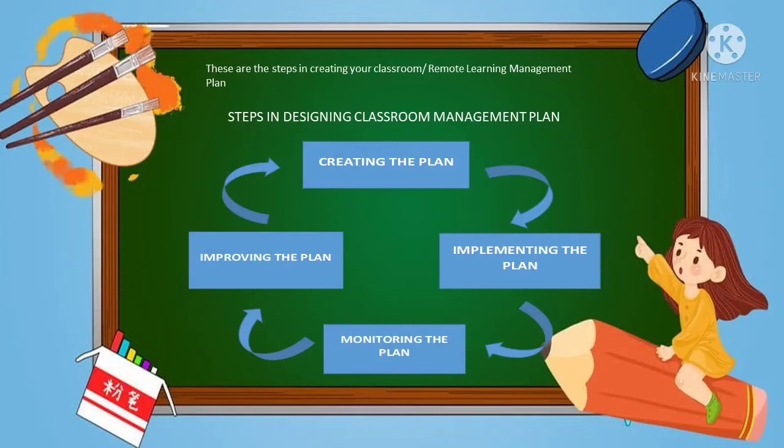Then the next one is monitoring the plan. It is a written plan that describes what will be monitored and how. It is based on existing monitoring mechanisms and sources of information, and collects only as much information as is used by the project team. And the last step in designing a classroom management plan is improving the plan.